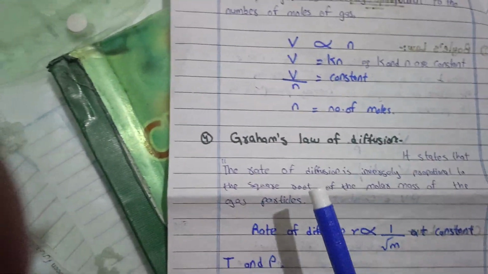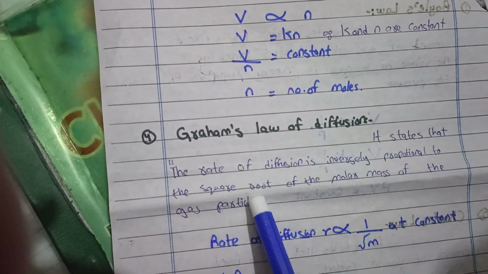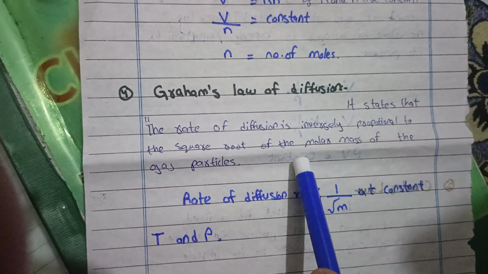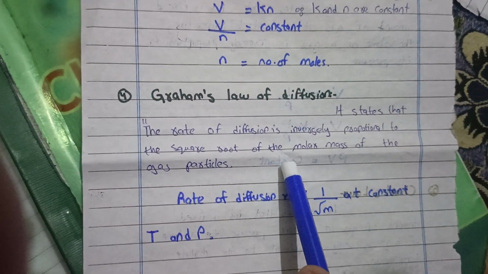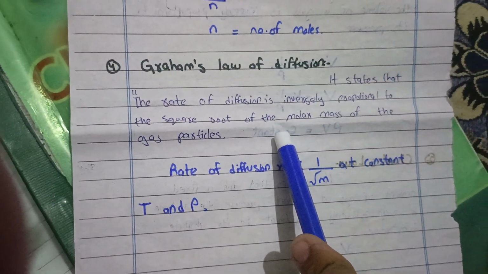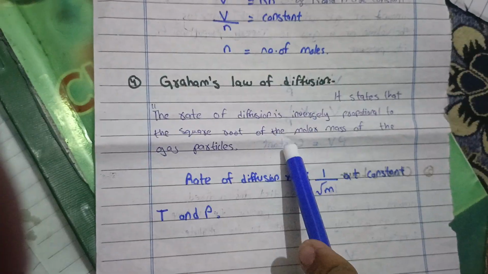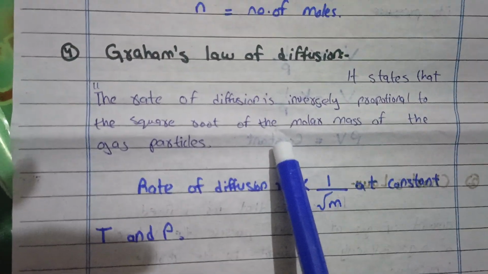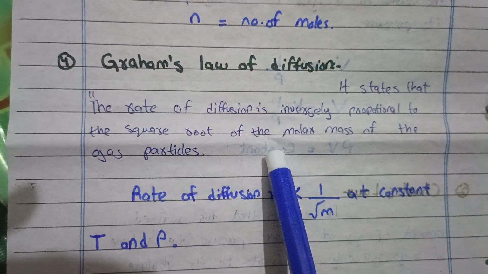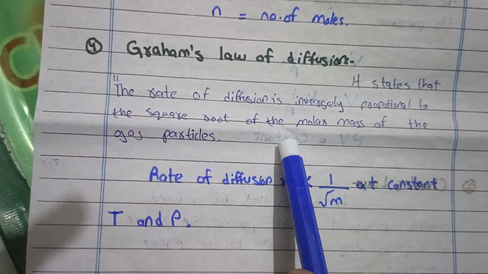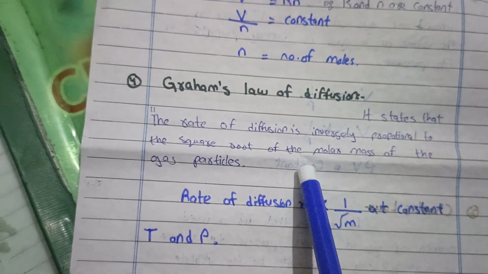Graham's law of diffusion. It states that the rate of diffusion is inversely proportional to the square root of the molar mass of the gas particles, which means that Graham's law of diffusion explains diffusion. It states that the rate of diffusion of a gas is inversely proportional to the square root of its molar mass. That means lighter gases diffuse faster and heavier gases diffuse more slowly.